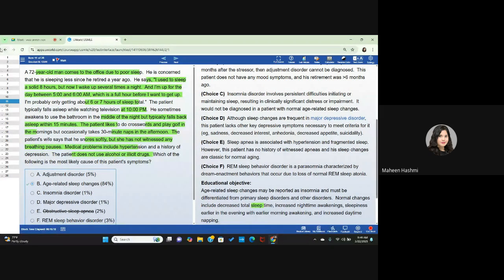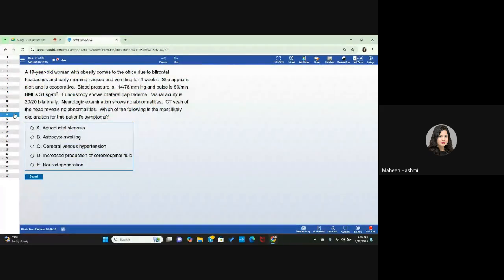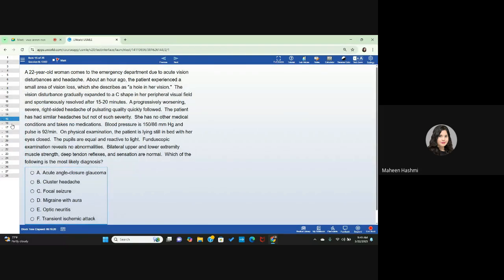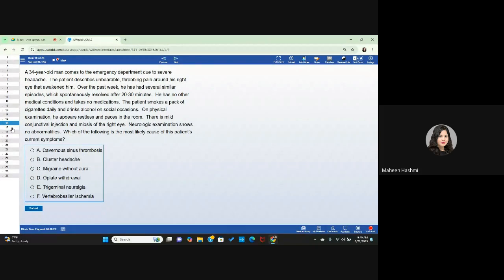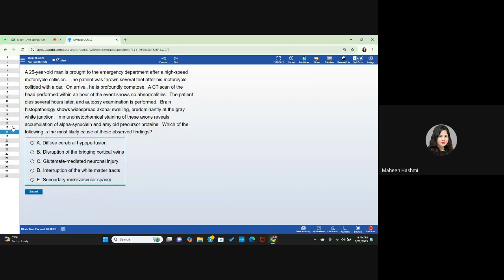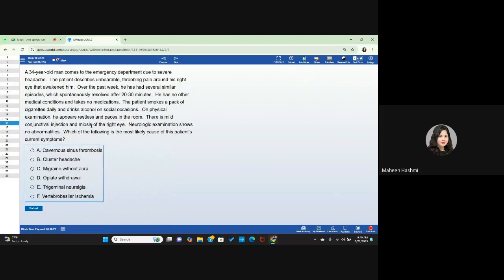All right. Okay, then we come to the next question. I'm searching for a difficult one. Yeah, okay, I found it. On physical examination, he appears restless and paces in the room. There is mild conjunctival injection and meiosis. A 34-year-old man in the ED with severe headache, throbbing pain around his right eye that awakened him. Over the past week, several symptoms spontaneously resolved. No other medications. Smokes a pack of cigarettes. What's happening?